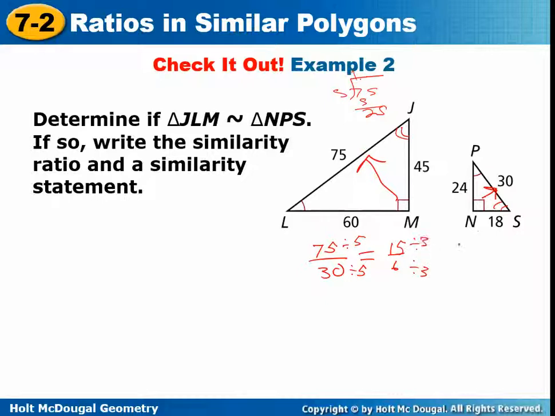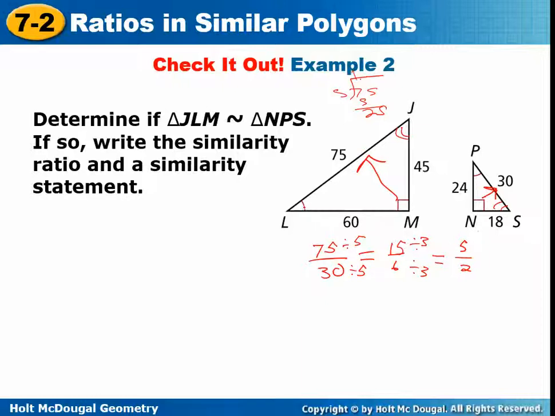If you have a calculator that does fractions, you can even just type the fraction in, 75 over the fraction key, 30, and then hit equals, and it'll simplify it for you. So these simplified to 5/2. Now I have to check and see if the other sides also simplify to 5/2.